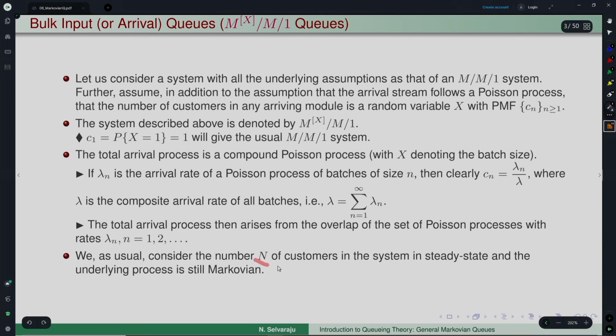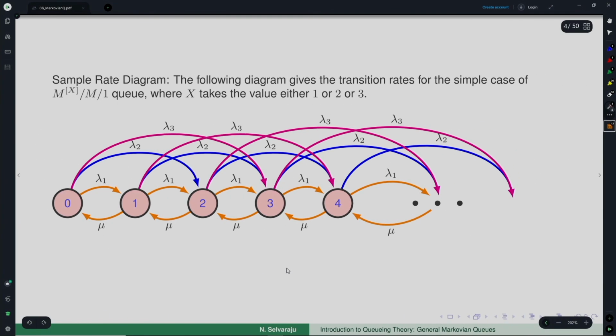As usual we are considering n, the number of customers in the system in the steady state, and the underlying process is still Markovian. Now, this is a sample transition rate diagram. It is very difficult to depict everything completely and it will become quite messy, but at least you will get an idea here. Why do we call this sample? Because this diagram gives the transition rates for the simple case of M^X/M/1, where X takes the value either 1, 2, or 3 with the corresponding rates lambda 1, lambda 2 and lambda 3. The sum of these is the overall arrival rate lambda.